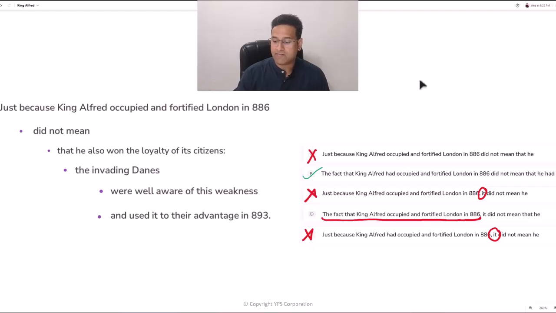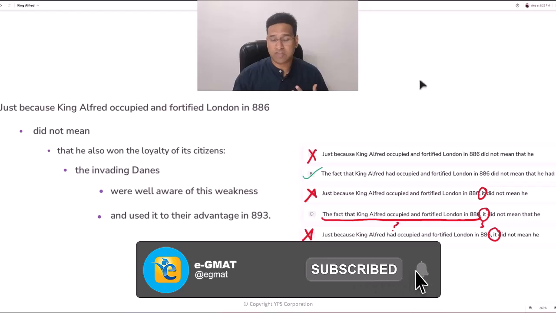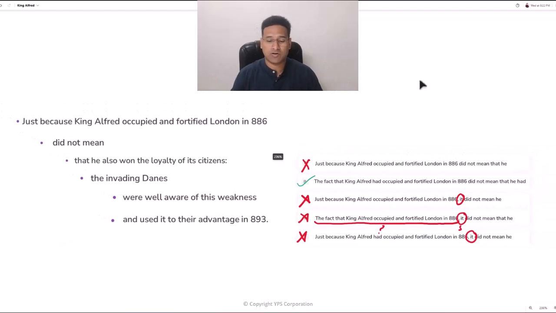The fact that King Alfred occupied and fortified London in 886, comma, it did not mean. Do you see this extra it? If it is the subject, then what is this phrase doing in the sentence? Nothing. We need to remove the it and we need to make this phrase the subject of the verb did not mean. And that's why D does not even make a sentence. Well, there you have it, the complete discussion of this question.